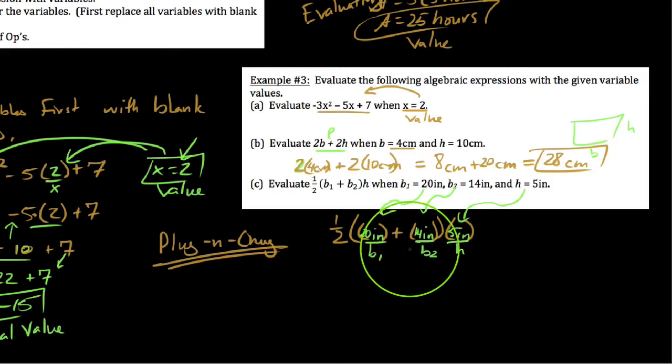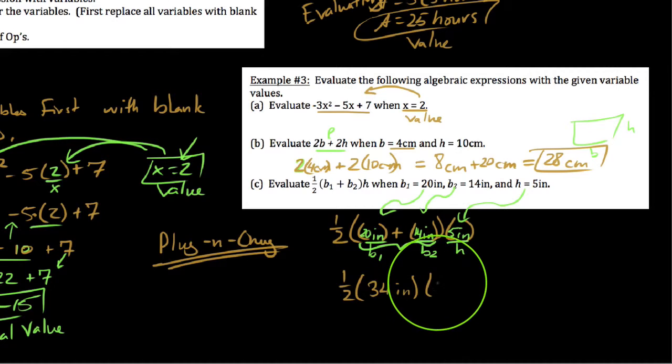So again, order of operations, looks like we want to do our grouping first. So we'd say we have this. 1/2 is still out front. 20 inches plus 14 more inches is going to give us 34 total inches in here. And we say this is 5 inches out here. Okay. So now, what's left? We have nothing to do in grouping. We have no exponents. From left to right, I suppose we could do our multiplication. So let's start with this.